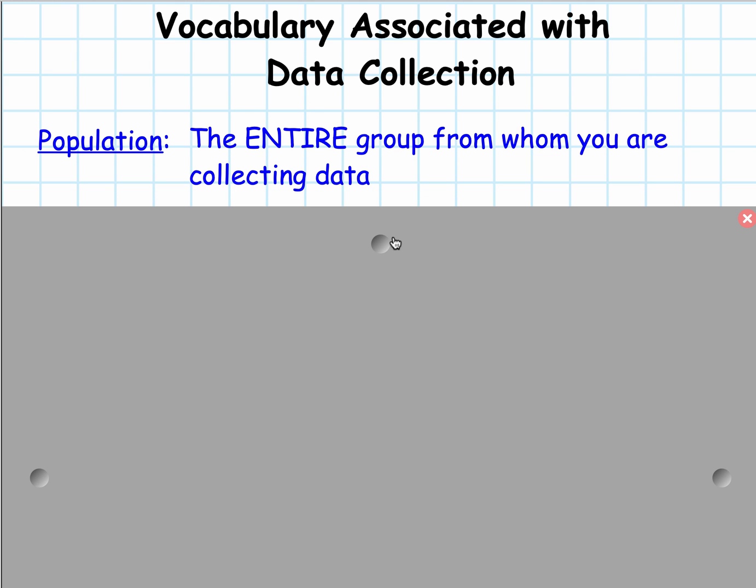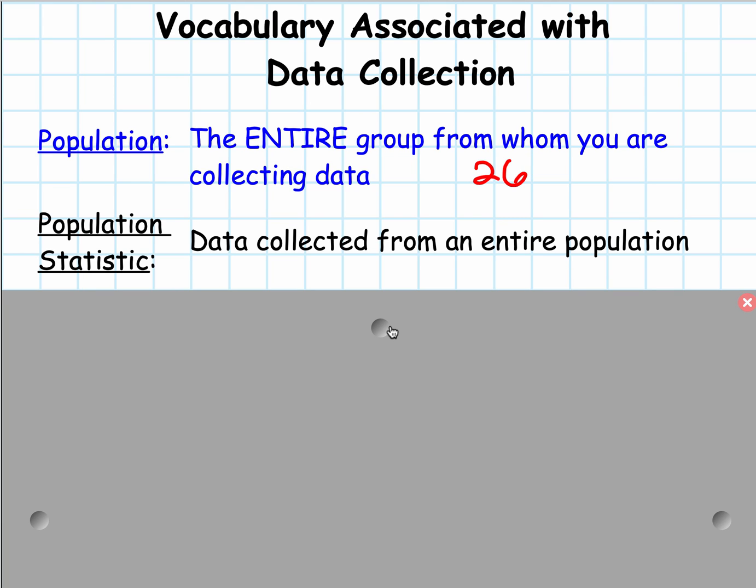So when we're talking about a population, what we mean is the entire group from whom you are collecting data. So that means everybody. So if we wanted to look at data on the alphabet, then our population would be the 26 letters of the alphabet of the English language. A population statistic is data that you actually collect about your entire population.